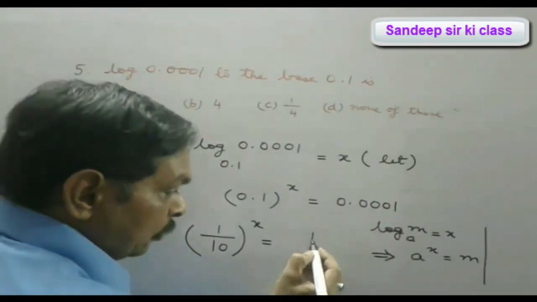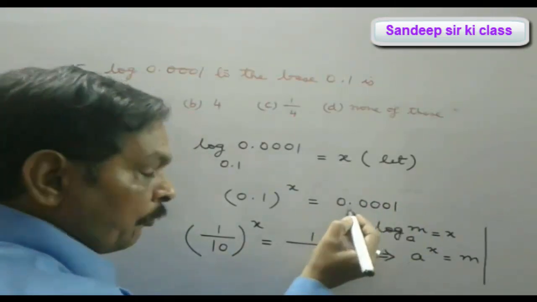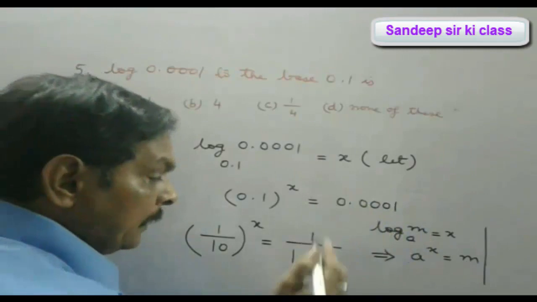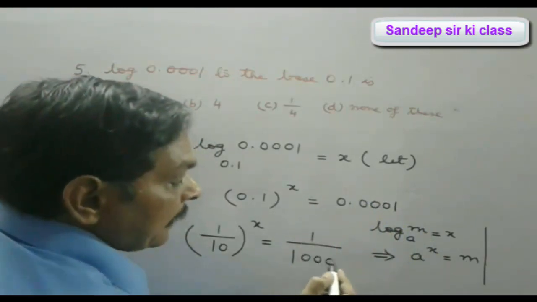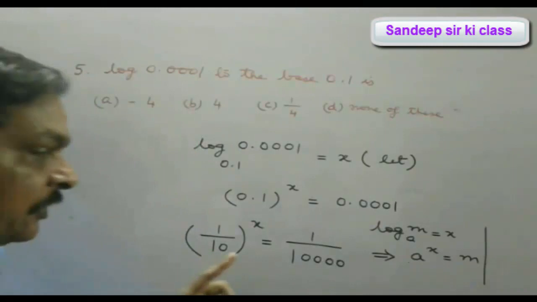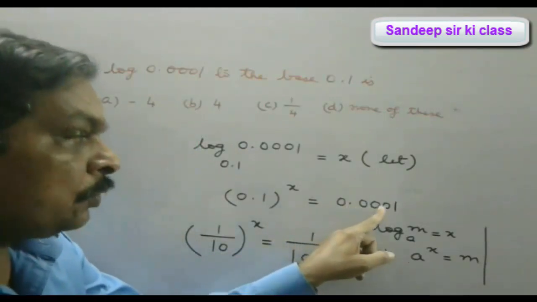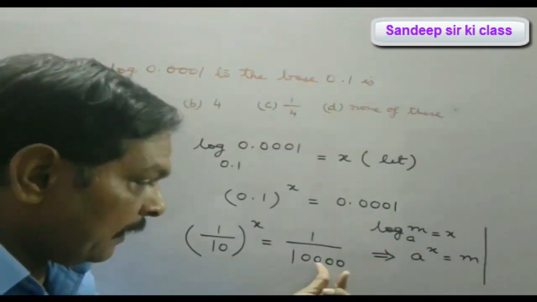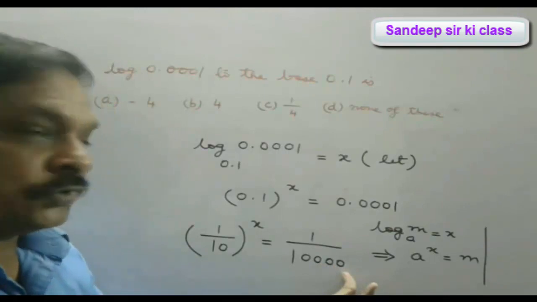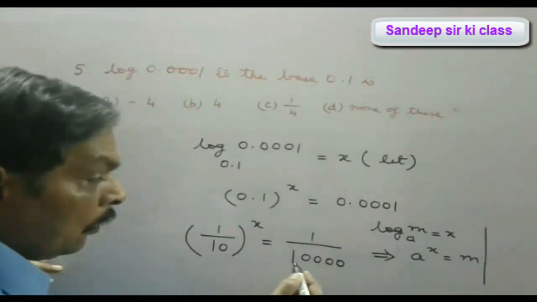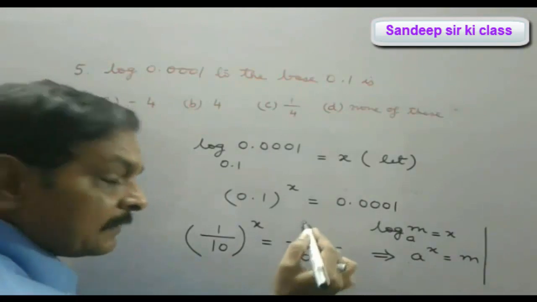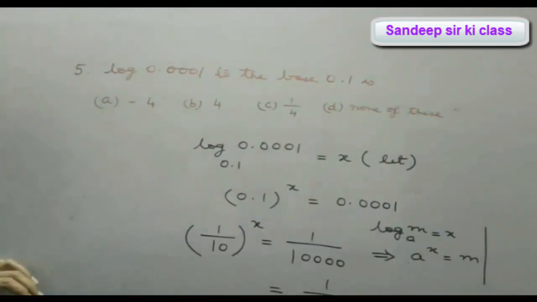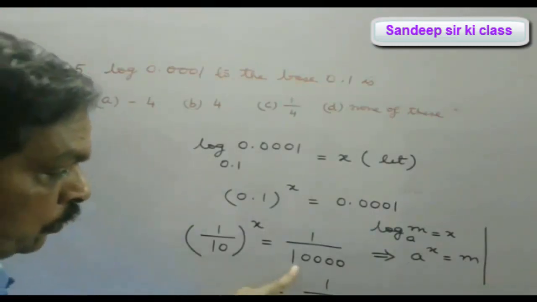So what will I do? Instead of the point, I write 1. There are 4 digits after the decimal point, so 4 zeros will be there. In fraction form, 0.0001 can be written as 1 over 1, 2, 3, 4, four zeros, 10,000. Now this can be written as 10 to the power 4.